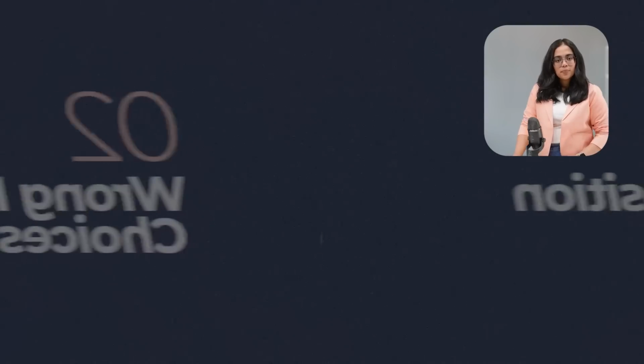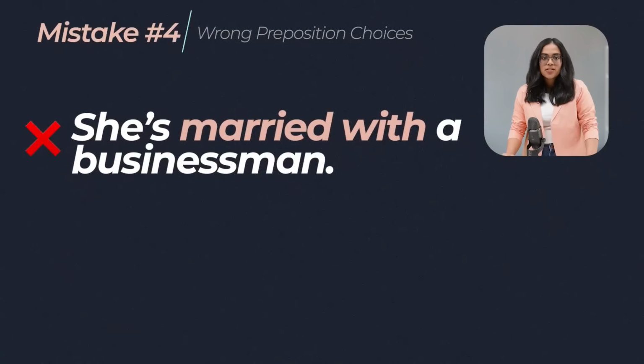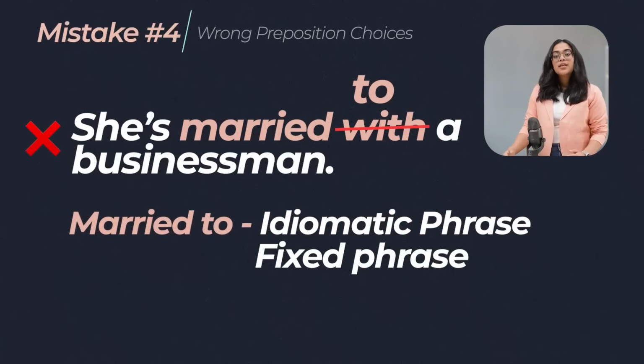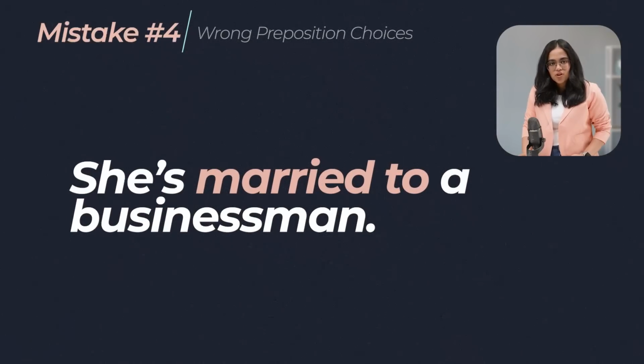Now let's move on to the part 2 of this lesson where we look at wrong preposition choices. Here's a sentence on your screen. She is married with a businessman. Now this is a classic mistake. The sentence she's married with a businessman is incorrect because the standard and correct preposition to use after married is to and not with. See, married to, it's an idiomatic phrase. It's a fixed phrase in English. It doesn't change. So the correct sentence is, she's married to a businessman and not with a businessman.